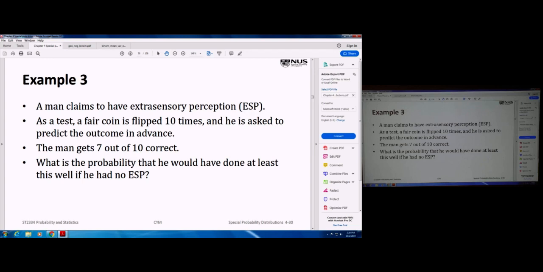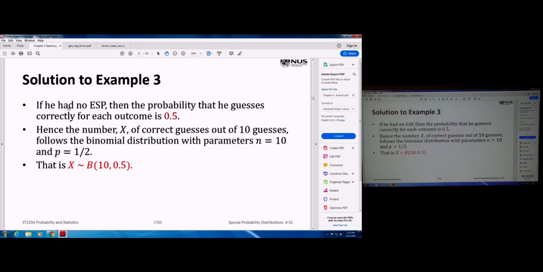What happens is that this individual happens to get 7 coin flips correct out of the 10, which is pretty high, you would think, if you've got a fair coin. Now the question is, if the person had no ESP, what would be the chance that he happens to get 7 out of 10? This is a kind of funny question, but the key point is you've got a fair coin, you flip it 10 times, and the question is what's the probability that x equals 7? That's pretty much what it's asking. It's a bit confusing in the beginning.